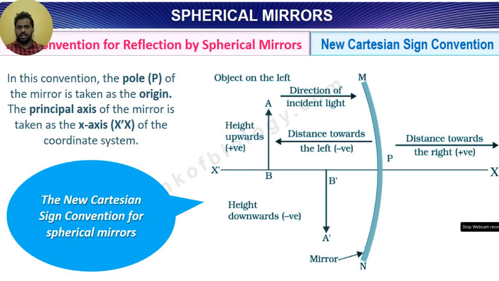This is the sign convention for spherical mirrors. What is the convention? Anything placed on the left side, or distance towards the left side of the pole, is negative. So the object is placed in front of the mirror, negative. U, the object distance, is taken negative. Anything on the right hand side, distance to the right, is taken positive. Height downwards is negative and height upwards is taken as positive.